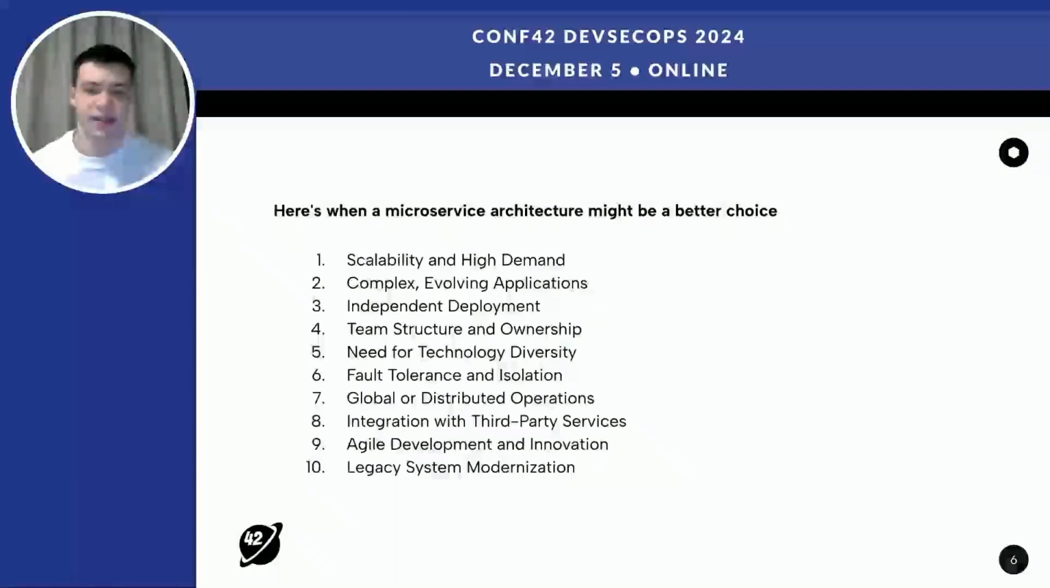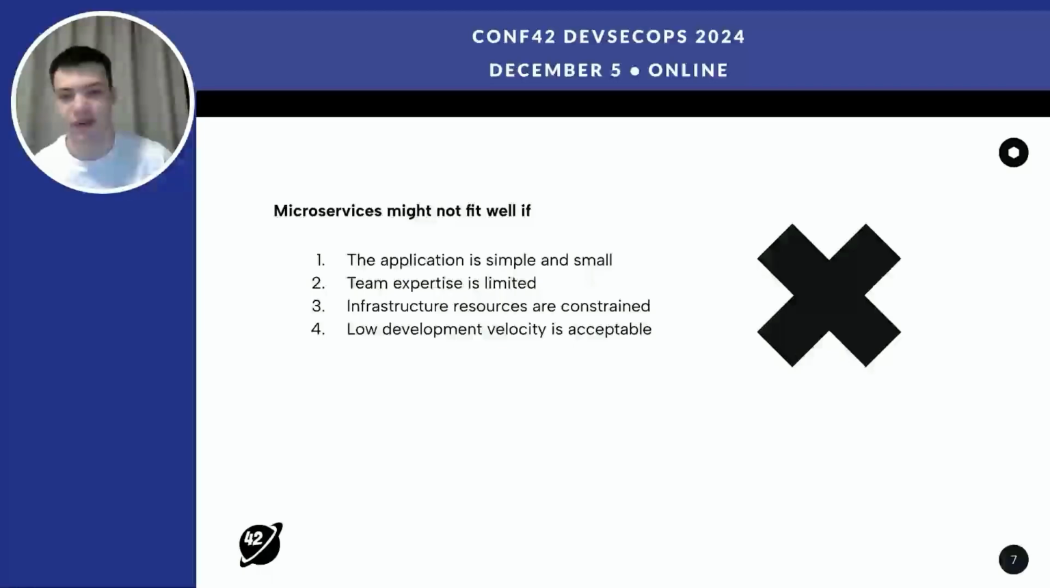The other use case is when you have your application distributed across different countries or different parts of the world. The other use case is integration with third-party services, and when you have to speed up the development process. Or the simplest case, when you just want to modernize your legacy system. We also have to mention use cases when microservices will not suit well.